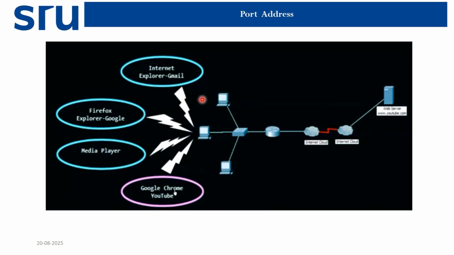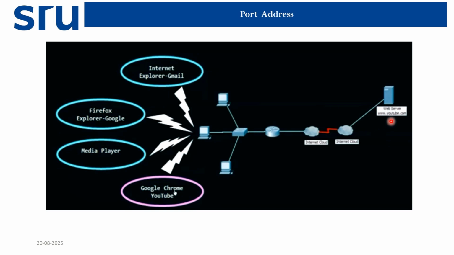Now a simple example, see here. This is a local area network which has three nodes: node 1, node 2, node 3. This is in turn connected to a router, and this router is connected to the internet, which is the cloud here. Finally this is connected to our web server. The web server which I am taking here is youtube.com.